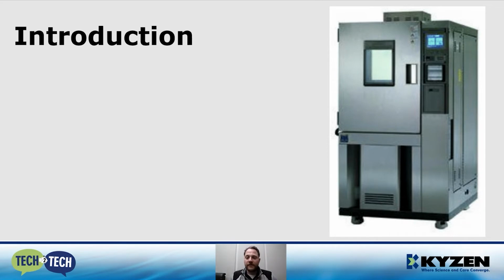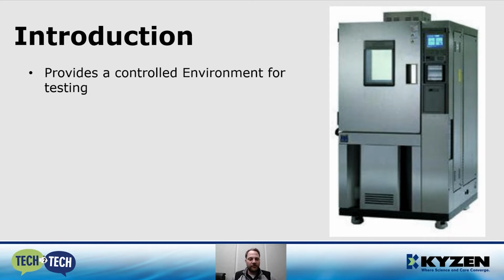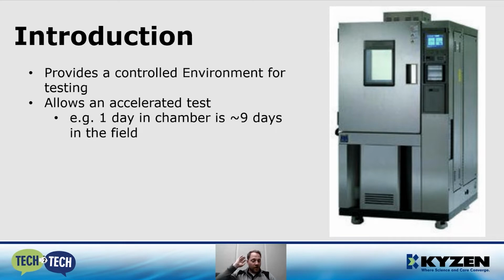There's a variety of different chambers in industry, and when it comes to parts cleaning, one of the more common chambers that we are interested in is the humidity chamber. What a humidity chamber does is it provides us a controlled environment for testing. We can adjust the temperature, we can adjust the humidity, and there's a lot of different parameters that we can play with to look at what's going to happen to our parts in the field. The purpose is that it allows us to have an accelerated view of time. So 1 day in the chamber is roughly equivalent to 9 days in the field, e.g., an accelerated test.